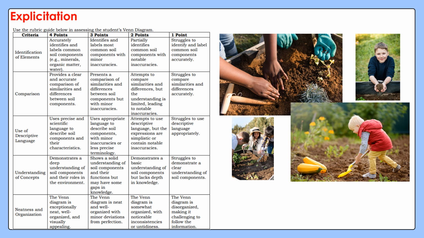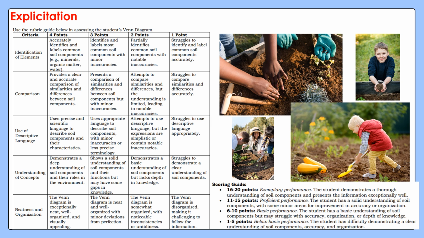So here's the rubric guide in assessing the Venn diagram activity. So criteria: identification of elements, comparison, use of descriptive language, understanding of concepts, and neatness and organization. Good luck!